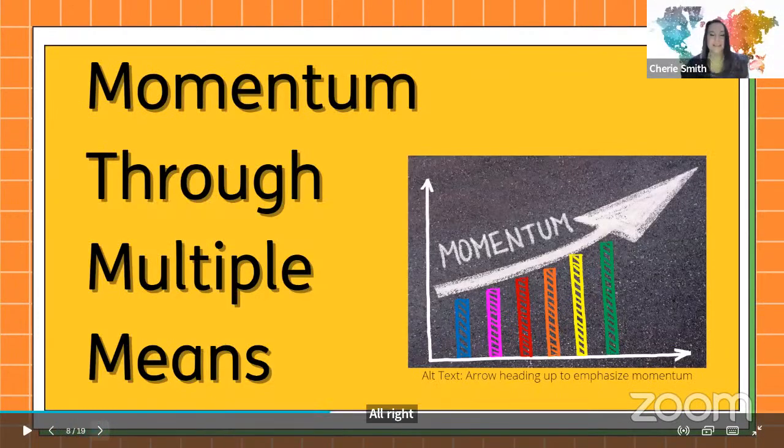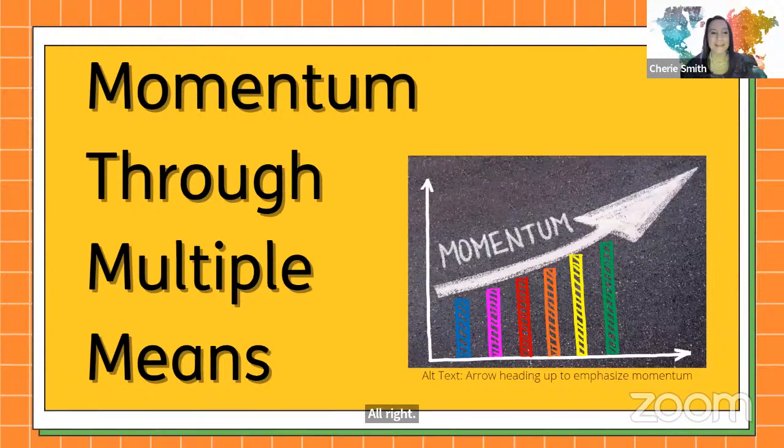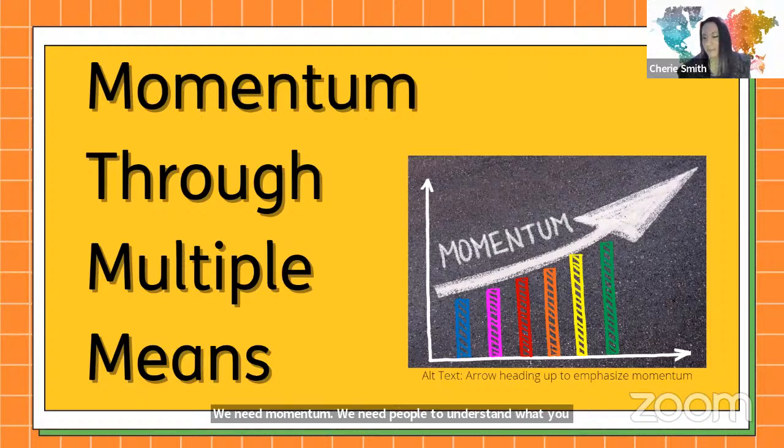All right. So then we got this idea for the multiple means movement, and we wanted to build momentum, right? We need momentum. We need people to understand what UDL really is. And so I want you to think, who else needs to know about UDL? Who do you come in contact with every day that needs to know about UDL? Do teachers need to know? Hopefully, if teachers need to know, or if the teachers around you know, then who else? And how can we all act as advocates?